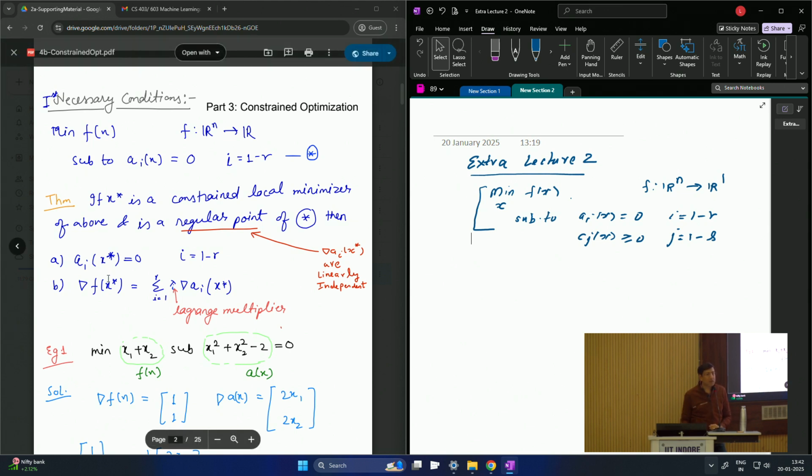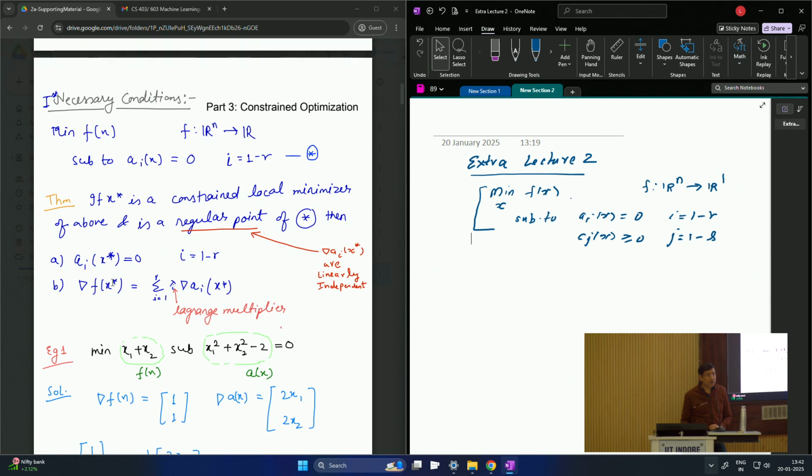The second is that the gradient of the function is a linear combination of the gradient of the constraints. If there were no constraints, what would happen? This right-hand side would be 0. We'll go back to the unconstrained case, which you have seen with me earlier. Yes or no? And of course, the A condition will not exist if there is no constraint.